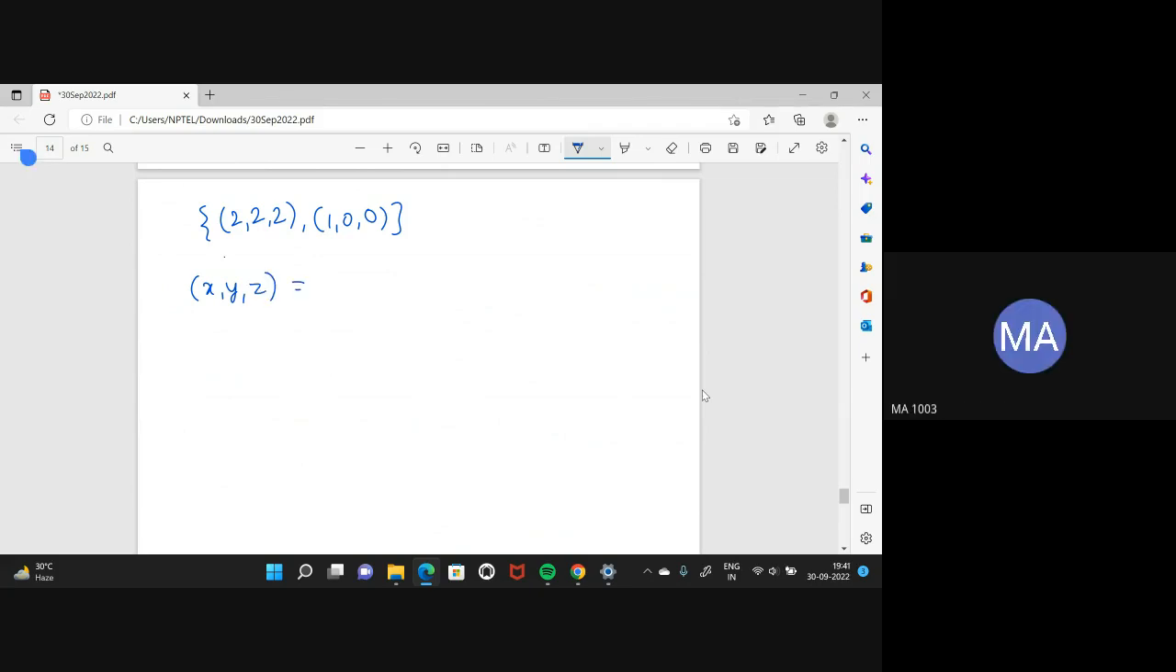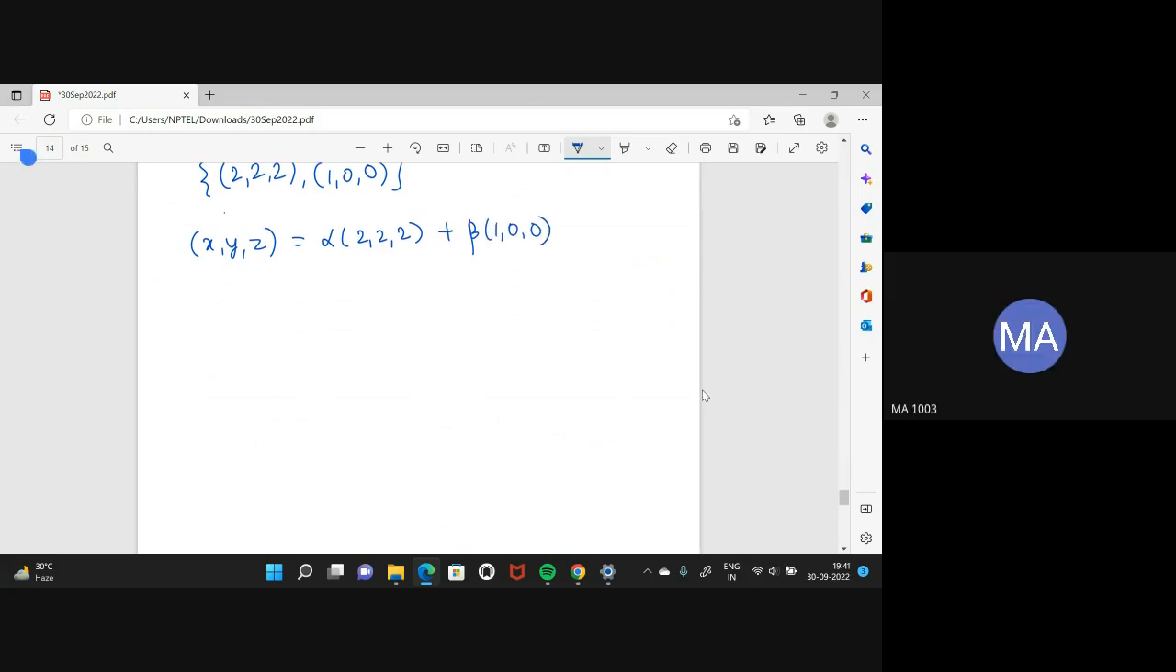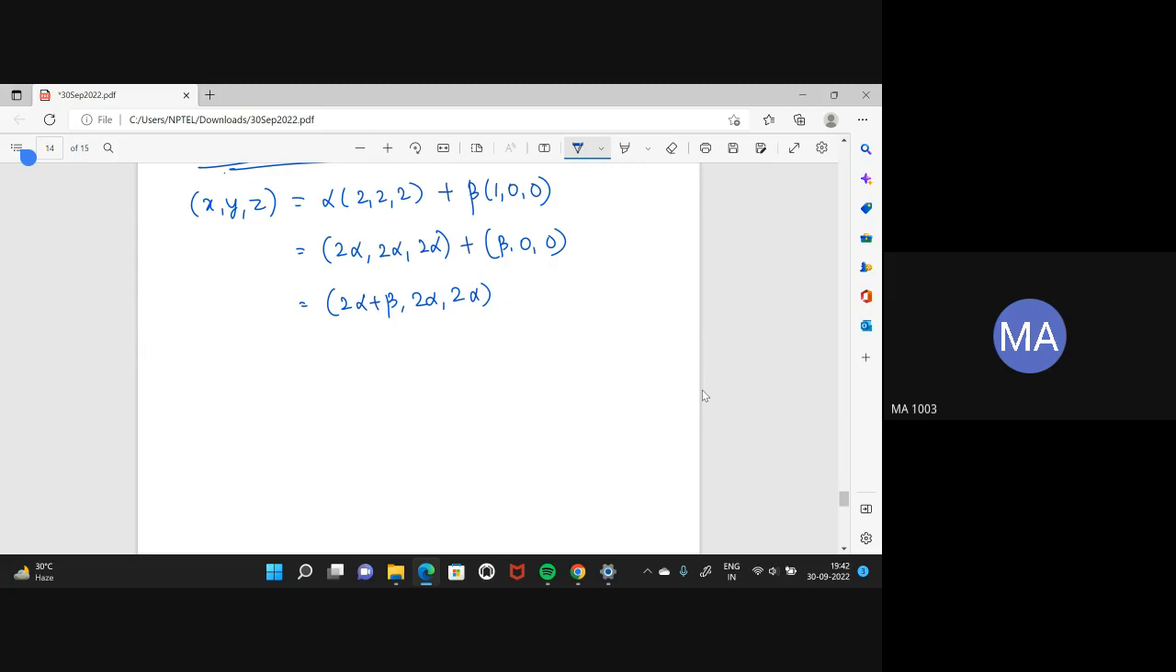(x, y, z) as alpha times (2, 2, 2) plus beta times (1, 0, 0). If I can find alpha and beta, then I am done. Then this will be a spanning set. So this is (2 alpha, 2 alpha, 2 alpha) plus (beta, 0, 0), which is (2 alpha plus beta, 2 alpha, 2 alpha). So 2 alpha plus beta is x, 2 alpha is y, 2 alpha is z.